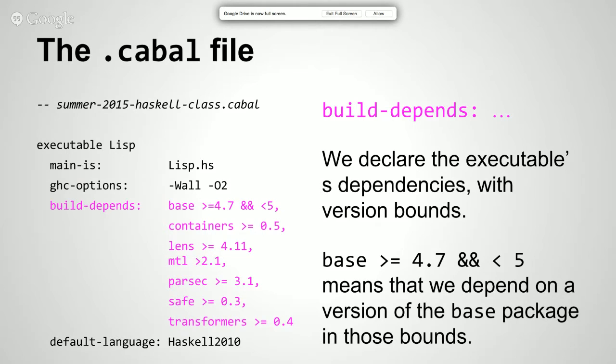So we declare the executable's dependencies. We give it version bounds. Usually what I do is just take the current version and say it has to be at least this, and that usually works. There's also cabal freeze, which will give you specific exact versions. That's if you want to freeze your versions in time and say, okay, I know that I've tested it with these versions, and that's what I'm going to put in production.